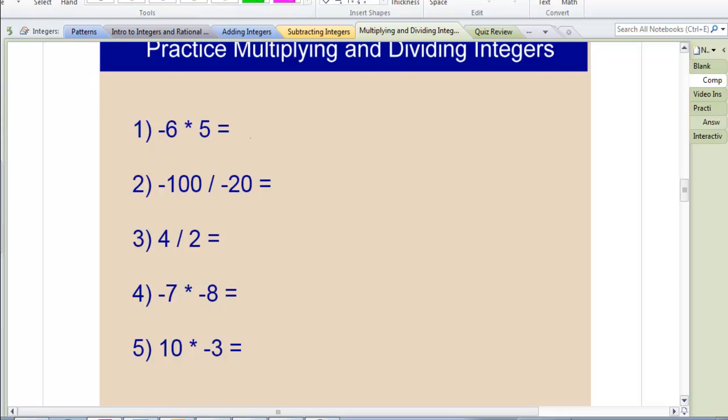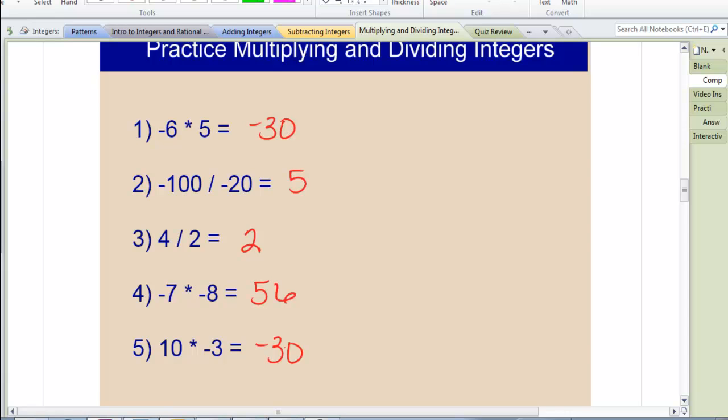So negative 6 times 5, you should have ended up with negative 30. Negative 100 times negative 20, you should have ended up with 5. 4 divided by 2, of course, is 2. Negative 7 times negative 8 is 56. 10 times negative 3 is negative 30.